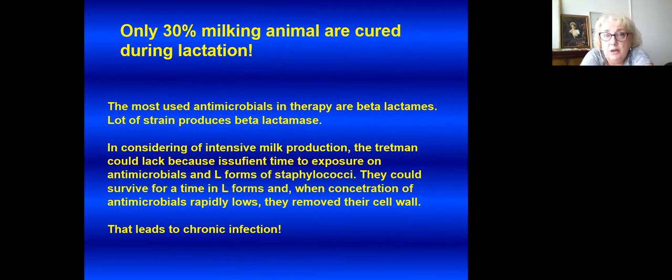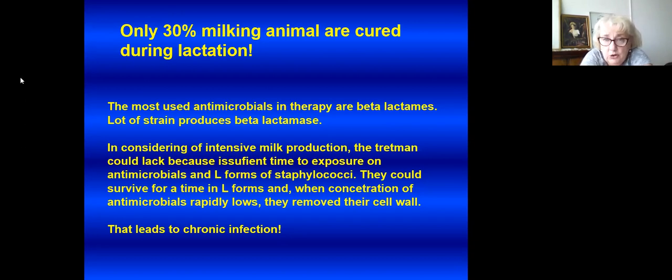It is a special problem during treatment of lactating animals. Only 30% of milking animals could be cured. Why? The most used antimicrobials in therapy are beta-lactams. A lot of strains produce beta-lactamase and inactivate them. In intensive milk production, treatment could fail because of insufficient time of exposure to antimicrobials, and because of L forms of Staphylococcus, which invade tissue.